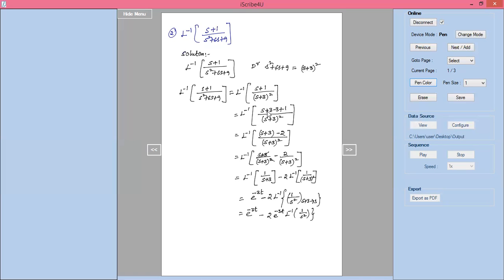Now e power minus 3t minus 2 into e power minus 3t into L inverse of 1 by s square, and L inverse of 1 by s square is nothing but t. Now I'll take e power minus 3t outside, and you will get 1 minus 2t. This is L inverse of s plus 1 divided by s square plus 6s plus 9. I am simplifying in this form.